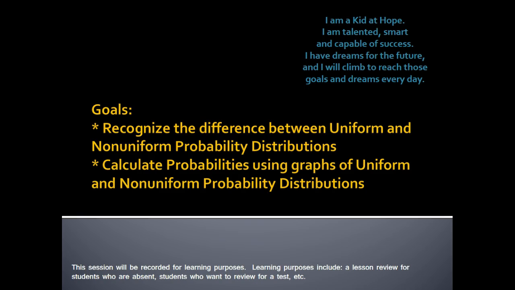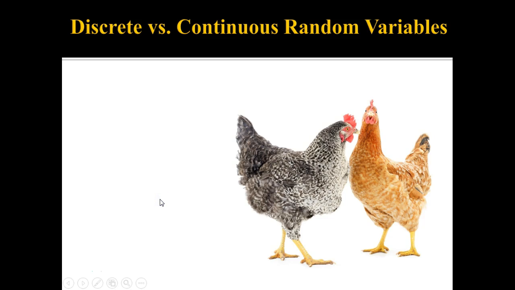Continuous. So we're going to talk about that definition first before we jump into what on earth we mean by uniform and non-uniform. Okay. So what is a continuous random variable? To explain that, I want to talk to you about another kind of variable, a discrete variable.